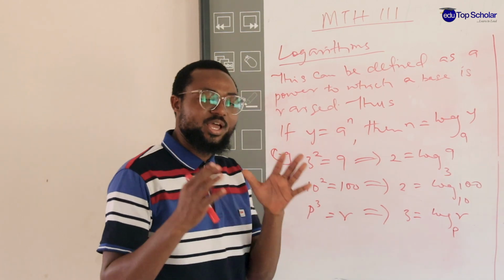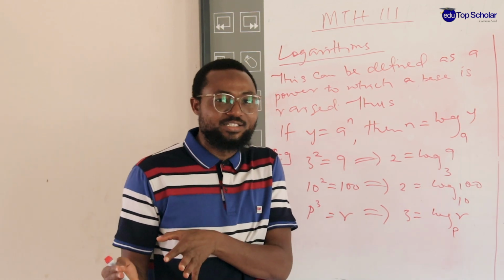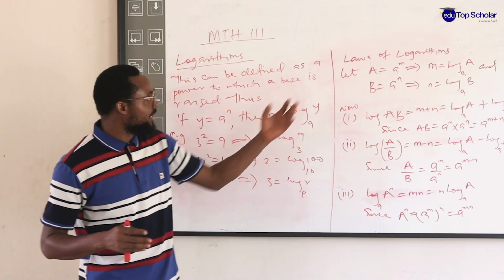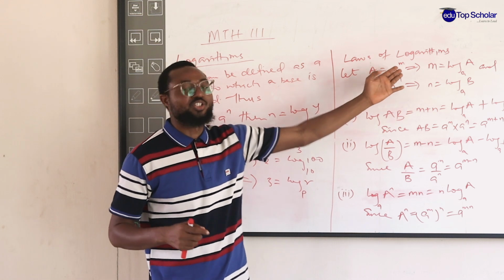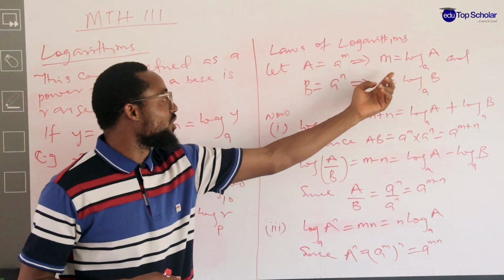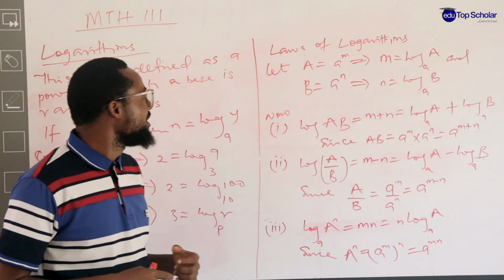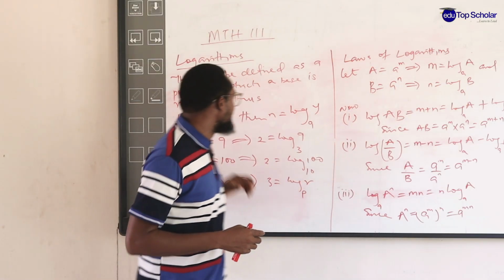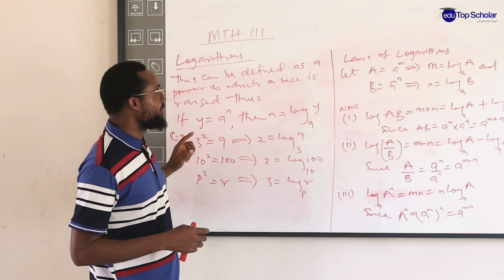Now, as we have rules guiding indices, we also have rules guiding logarithms. That gives us the laws of logarithm. Let A be equal to a raised to power n. This implies that n is equal to log A to base a. We are picking this directly from the definition of logarithm. If you look at this, y equals a raised to power n, we are picking that directly.